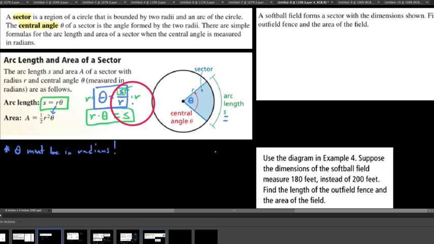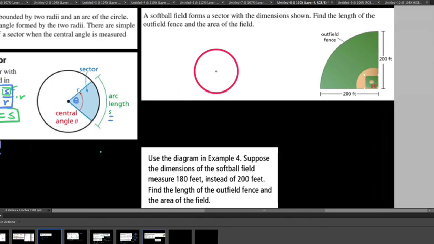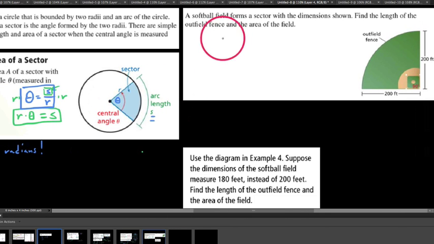So speaking of, let's take a look at a situation where we might use these formulas. It says that a softball field forms a sector with the dimensions shown. So you see this softball field. It says find the length of the outfield fence and then the area of the field. Of course the area is the amount of two-dimensional space the inner portion of this sector takes up. But at least the arc length is the first measurement. The length of the fence here is the arc length.